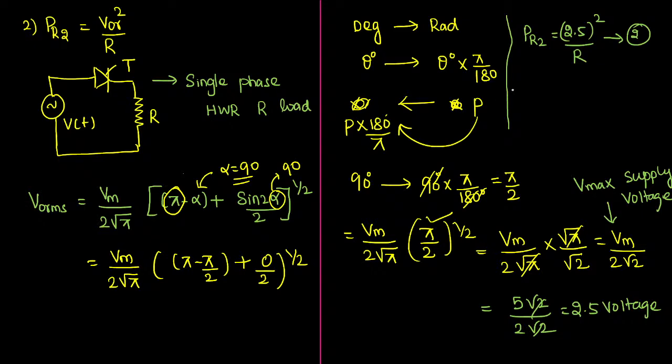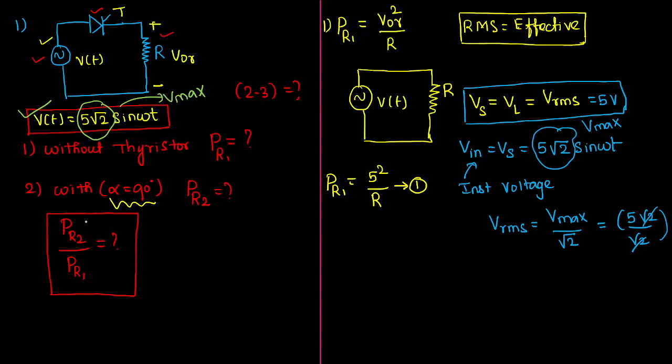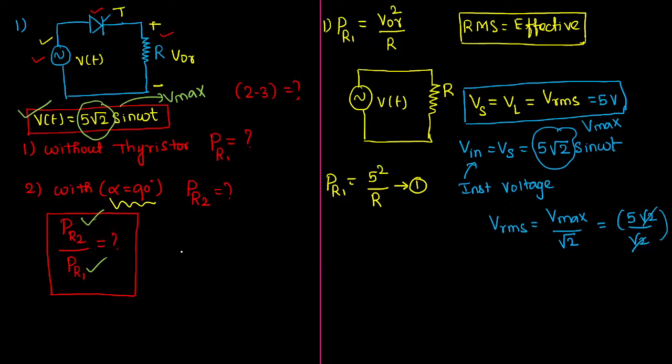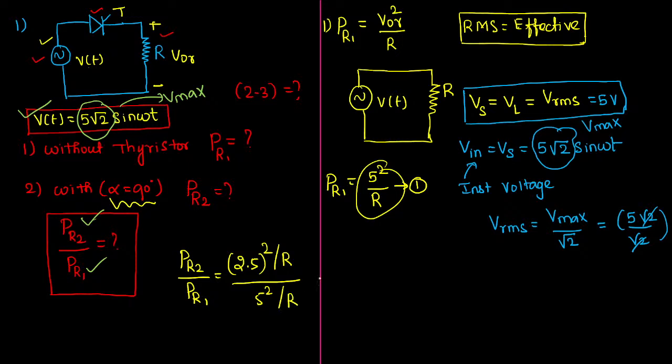Equation number 2. What is the question basically? They have asked the power consumed by the resistor in case number 1 to the power consumed by the resistor in case number 2. In the second case, we have just calculated it. So PR2 by PR1 equals 2.5 square upon R divided by the power consumed in the first case, 5 square upon R. Let us proceed further. R and R will be cancelled out.